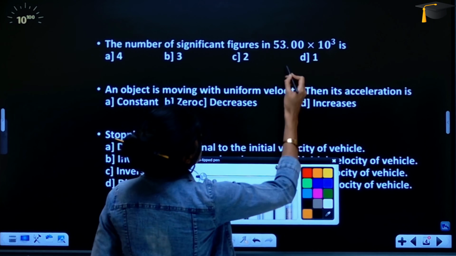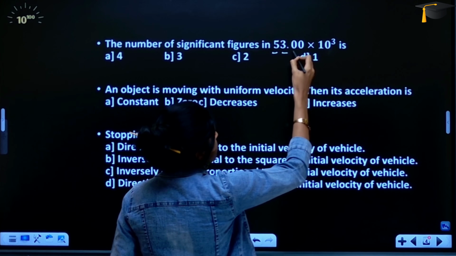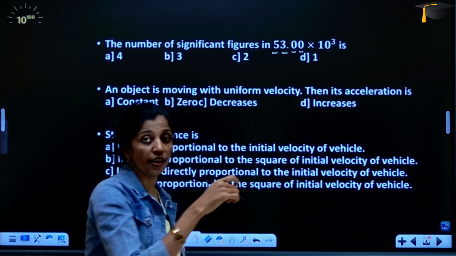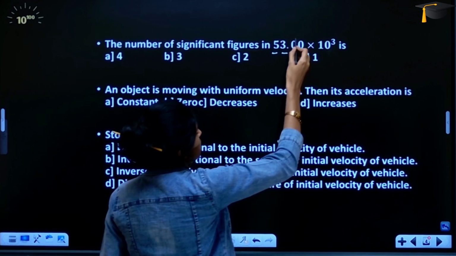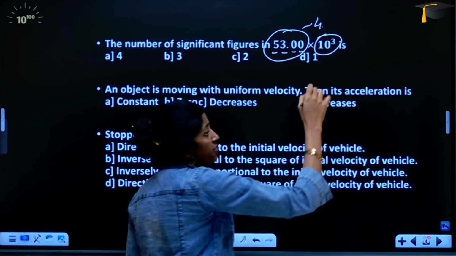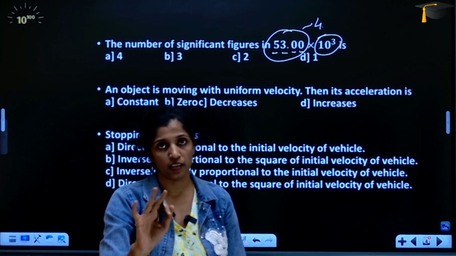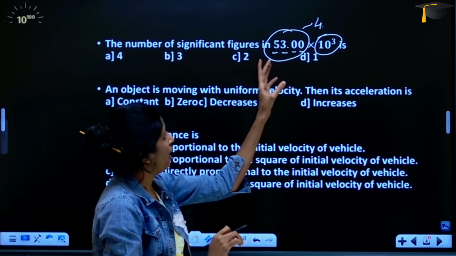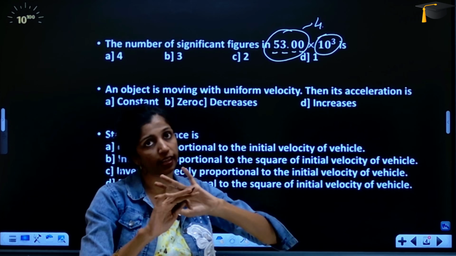Yes, 5, 3, and since the decimal is there, even the zeros will be included. Even that is significant. So the total number of significant figures will be 4, students. If there is a 10 power 3 or 10 power 4, that's not significant. But if you have something like 5, 3, and since the decimal is there, then that's significant.